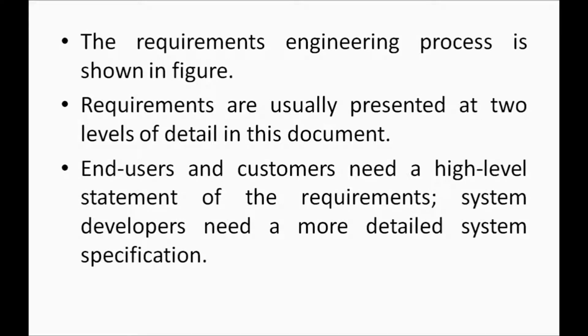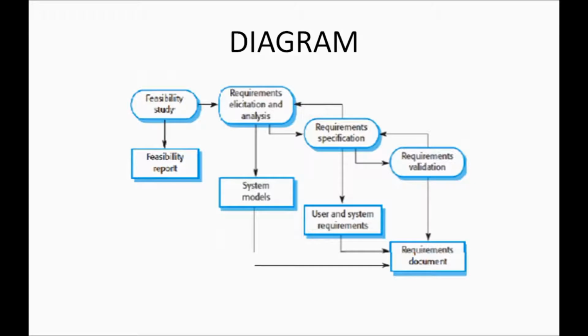So this is the diagram. This is the diagram of requirement engineering process. Requirement engineering process means what? Finally, the output of this requirement engineering process is the specifications, the requirements. This diagram tells how to collect the requirement, right? Proper requirements in a more detailed way.